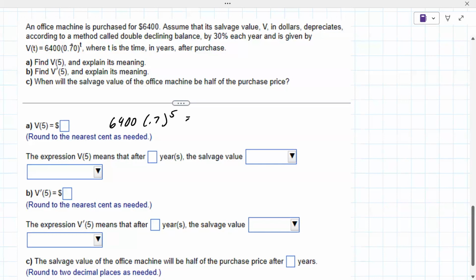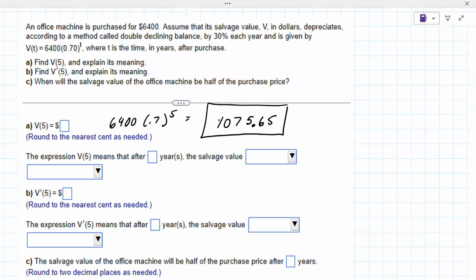So it's 6,400 times 0.7 to the power of 5. So grab your calculator and give that a try here. All right, and it says round to the nearest cent. So I got 1075.65 like that. You can double check that. I got that.